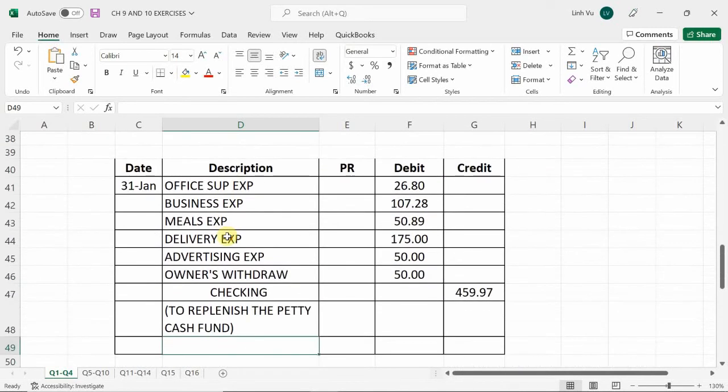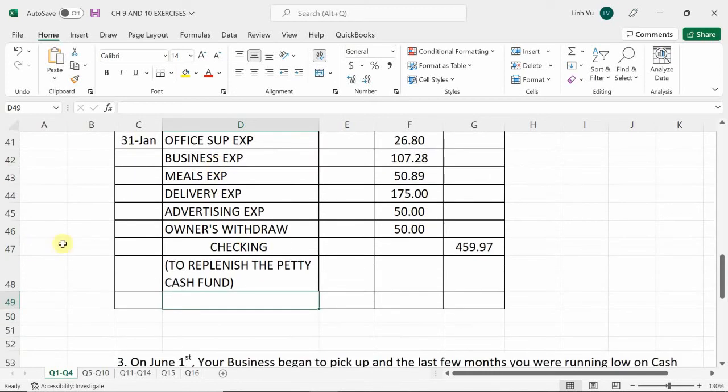You got office supplies expense. You got some business supplies. You got some meals expense, delivery expense, advertising expense, and of course, an owner's withdrawal. So this is basically all the expenses you're recognizing for the month of January. Okay.